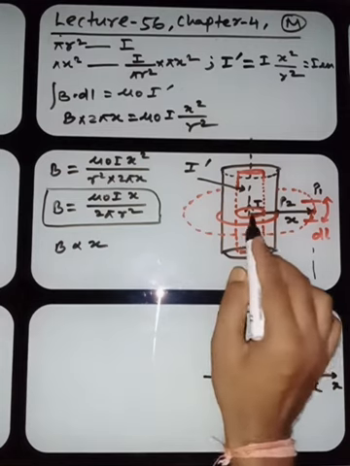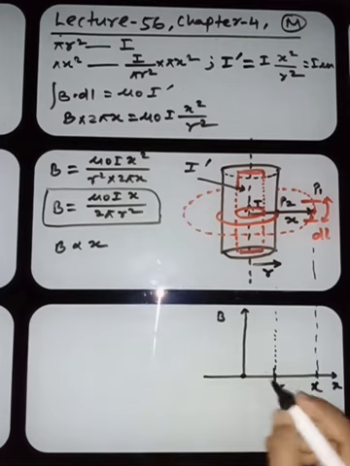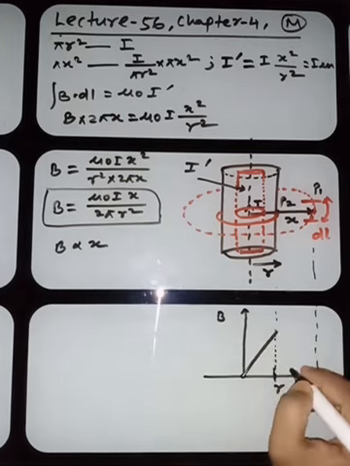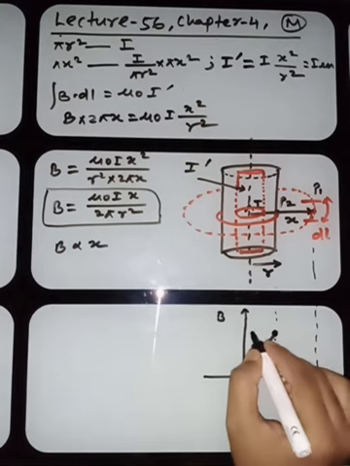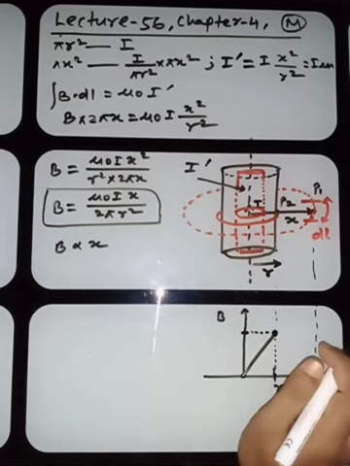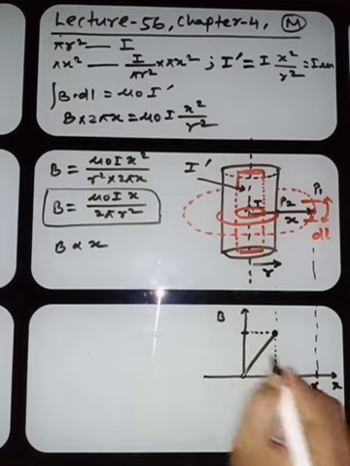As you go away, how does the magnetic field increase? B is directly proportional to X, and the graph for B directly proportional to X will be a straight line like this way. Here the magnetic field at R is the maximum value, and we have calculated the magnetic field as mu naught I by 2 pi R.